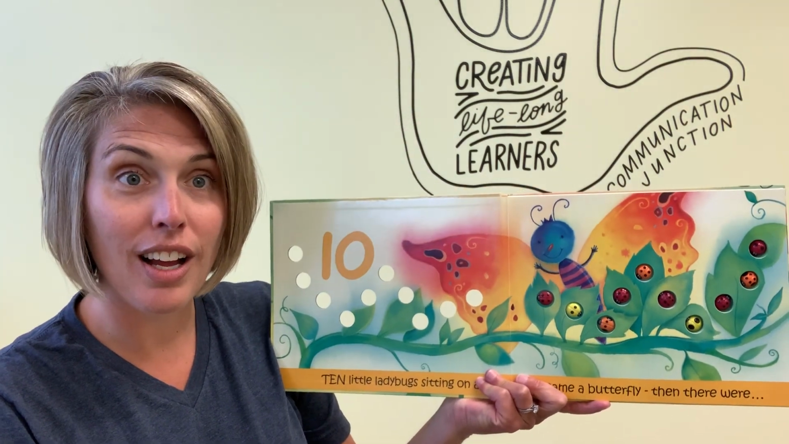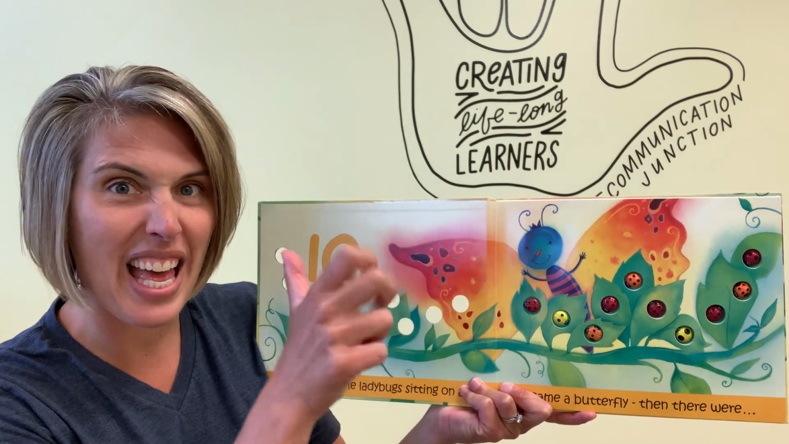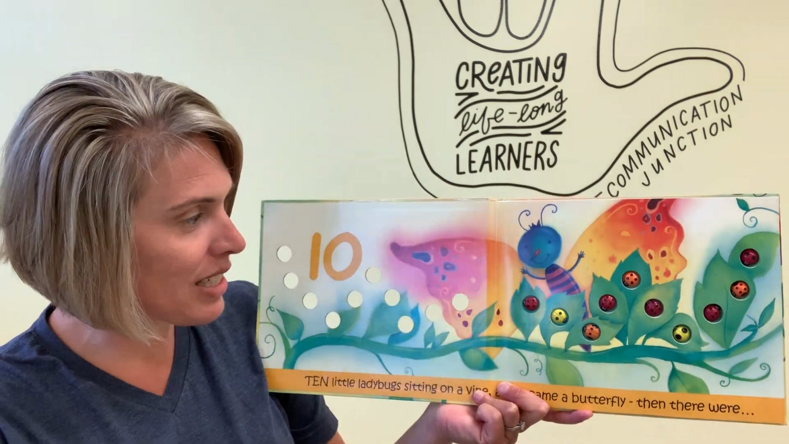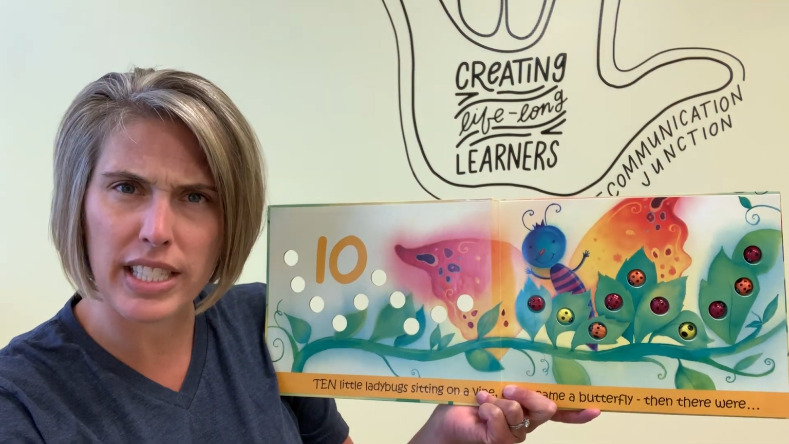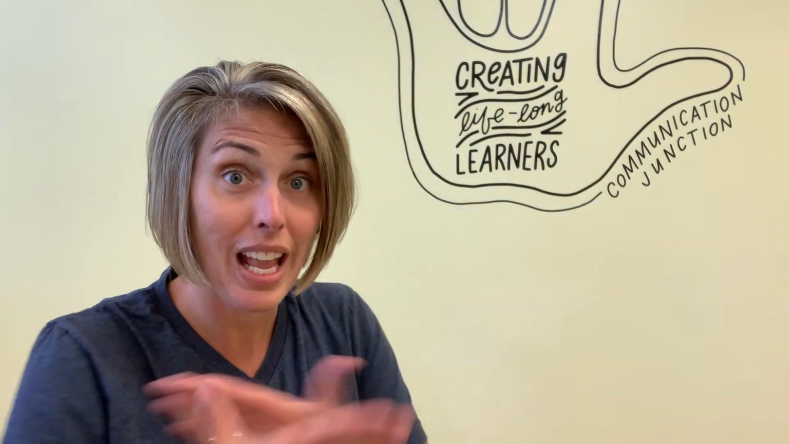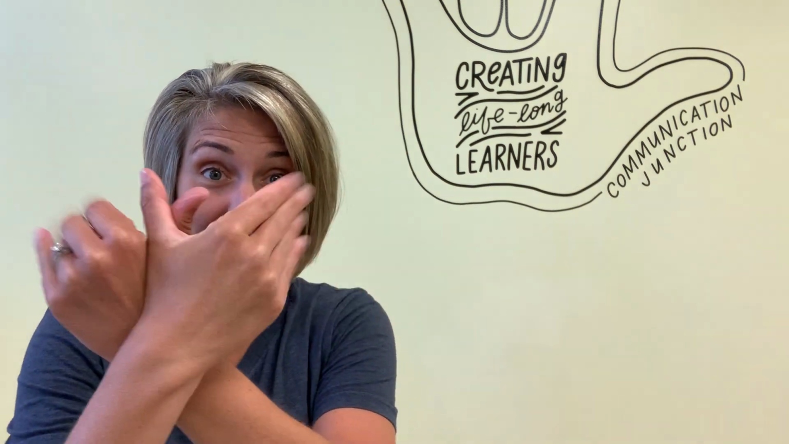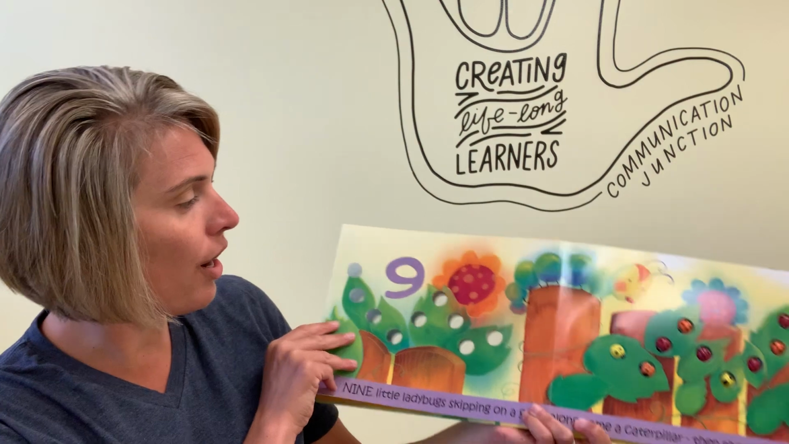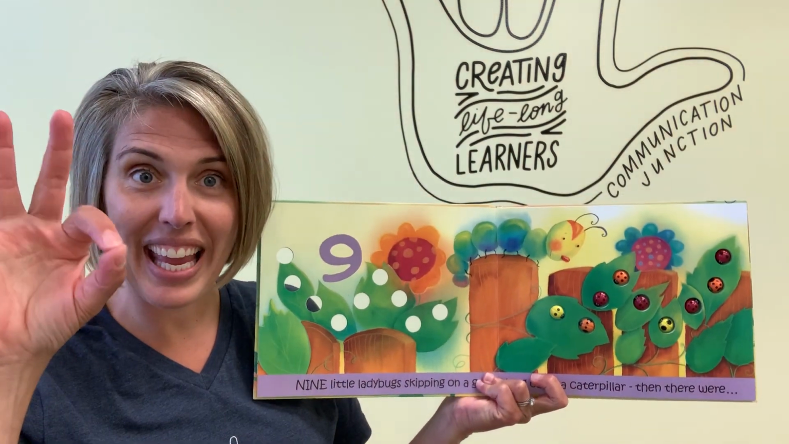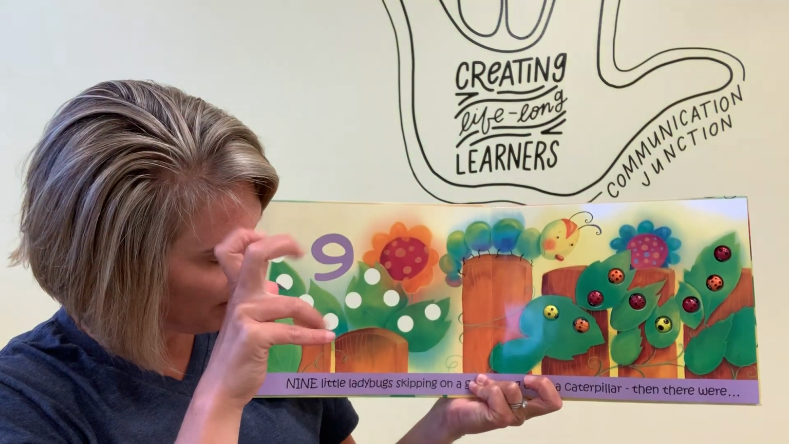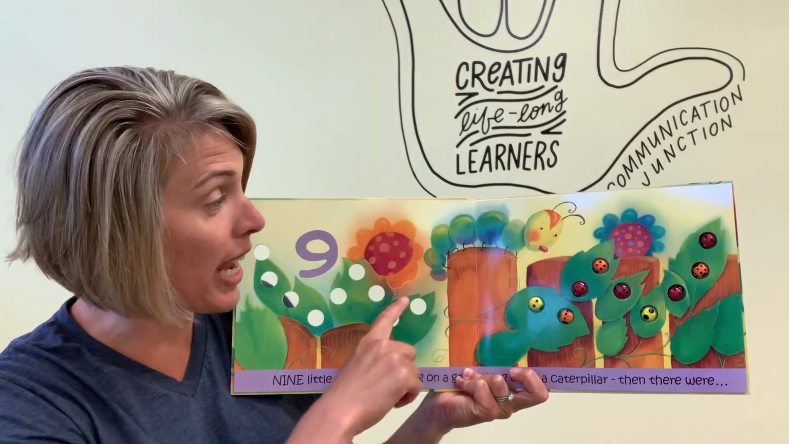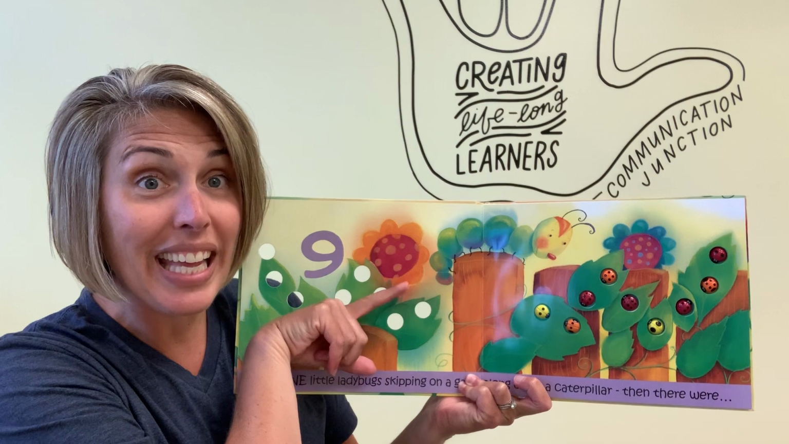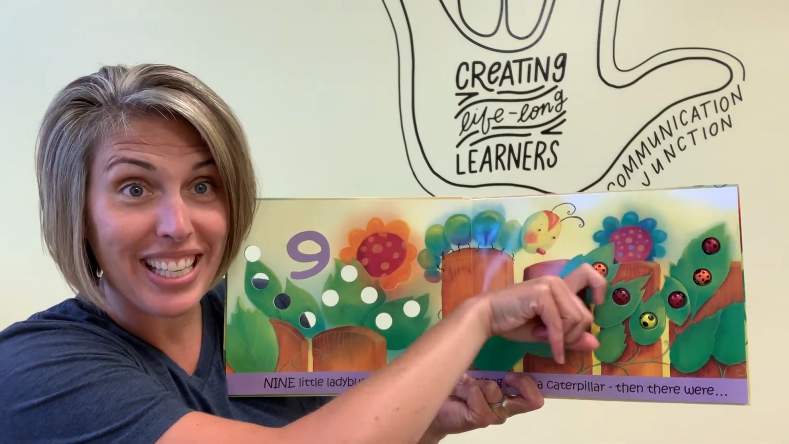Oh, look, do you see what that is? 10 little ladybugs sitting on a vine. Along came a, you learned that sign already. What was it? Do you remember? Butterfly. Then there were 9 little ladybugs skipping on a gate. Along came a caterpillar. Do you see him?